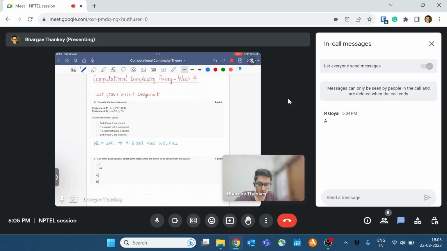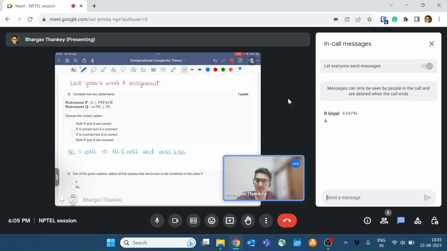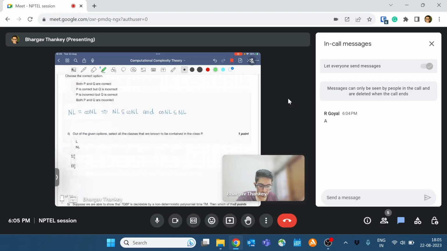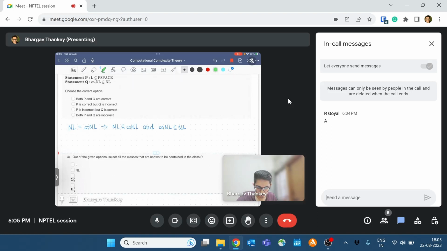Yes, because it is related to the strict containment, right? Fine. And then L is strictly contained in P space. So I remember that L is contained within P, and P is inside the P space. And so therefore the statement P seems to be correct.